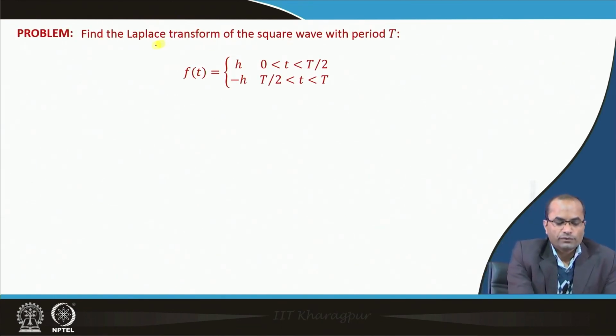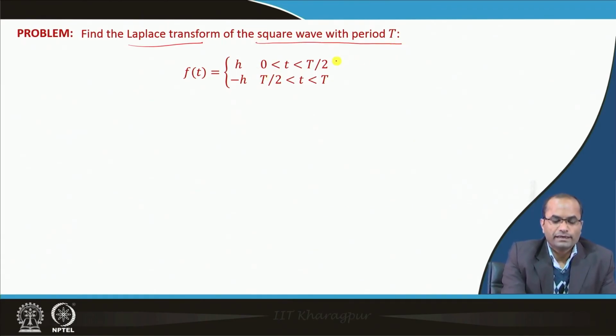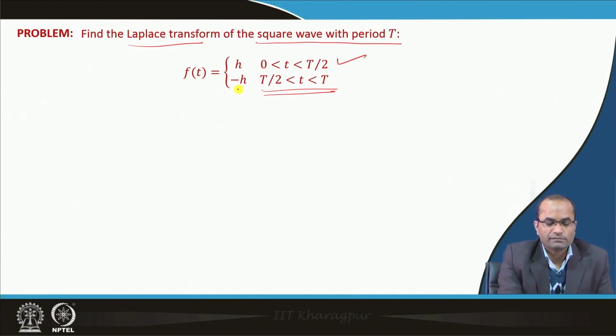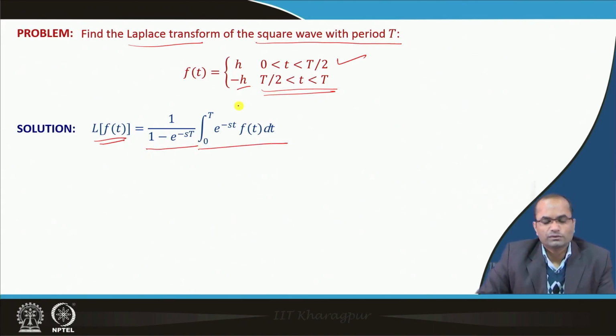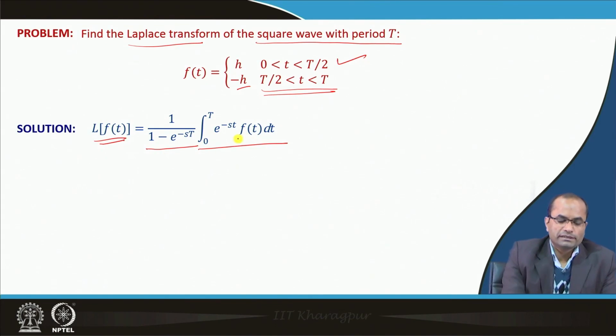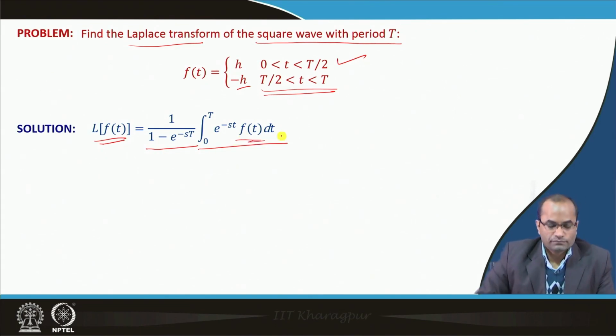We want to find, for instance, the Laplace transform of this square wave with period T, which is defined as h from 0 to T by 2, and from T by 2 to capital T it is defined as minus h, and this is a periodic function. So, we can apply again the same idea that the Laplace transform of a periodic function is 1 over 1 minus e power minus s T times the integral 0 to capital T of e power minus s t f t dt.